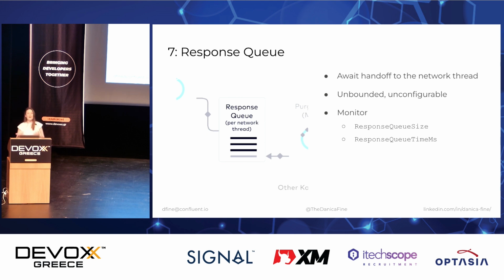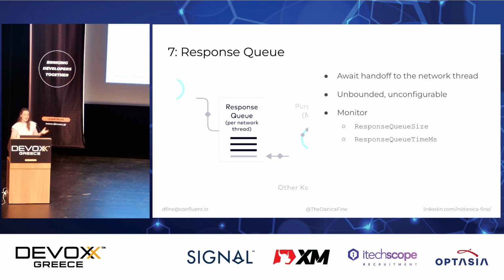ACKS is set to all by default, so we want that data to be stored for fault tolerance and high availability later on. But now the broker can take that request that's finished out of purgatory and can start to build up a response object to send back to the producer.